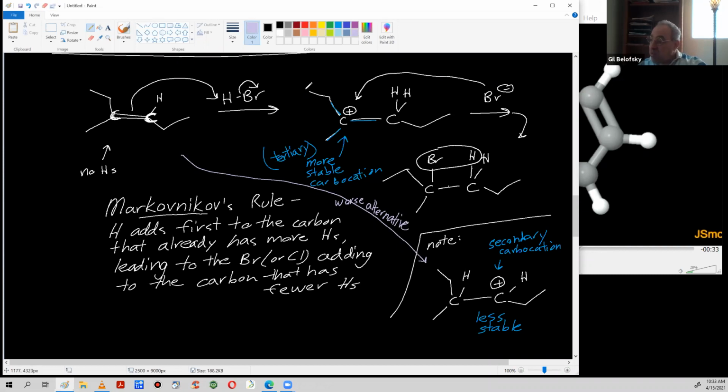Because this carbocation is more stable, it takes less energy to form. If it takes less energy to get here, it's going to be preferred. Then the bromine comes in and you get your major product here. While the higher energy carbocation is more difficult, obviously, and so this is a minor product if it even occurs at all. Maybe you get a little bit of this.